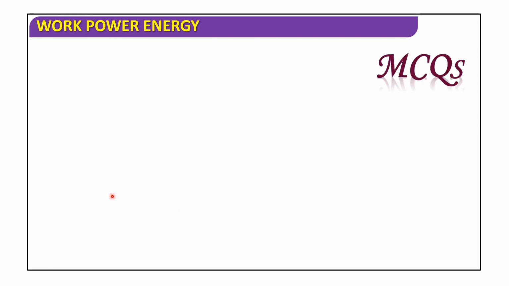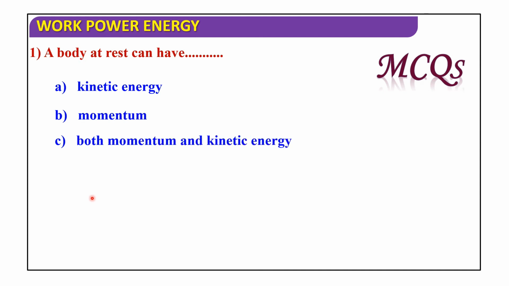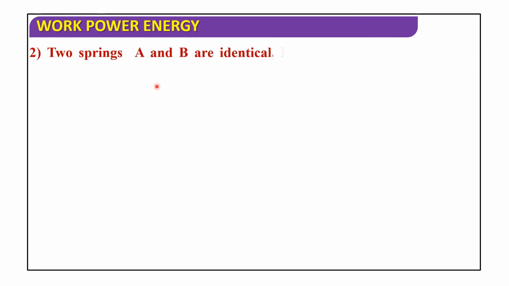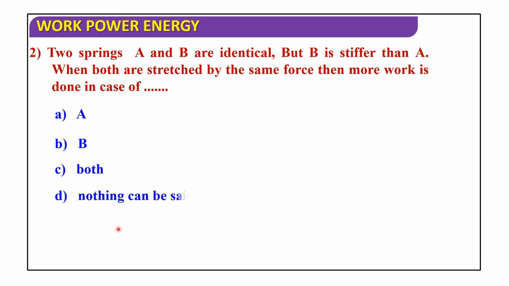Now let us discuss MCQs. A body at rest can have kinetic energy, momentum, both momentum and kinetic energy, or potential energy. A body at rest can have potential energy. Two springs A and B are identical but B is stiffer than A. When both are stretched by the same force, more work is done in the case of A, B, both, or nothing can be said. So more work is done in the case of spring A.